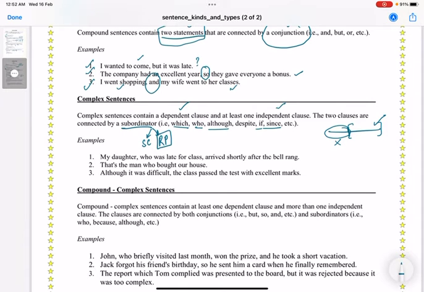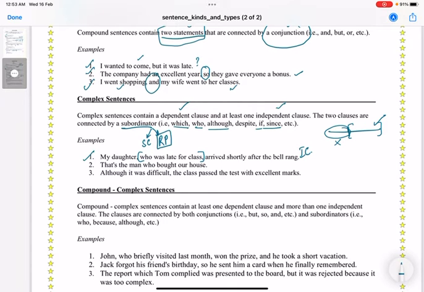All right, for example, let's take this example only. My daughter, who was late for the class, arrived shortly after the bell rang. Now, in this sentence, if I remove this portion, that my daughter arrived shortly after the bell rang, even then the sentence is making sense, right? So that means that my daughter arrived shortly after the bell rang. This is an independent clause. It doesn't need anyone, it makes sense on its own.